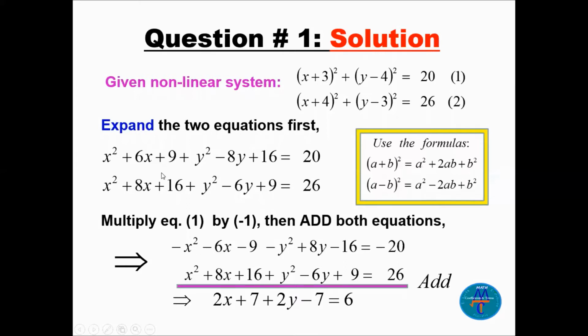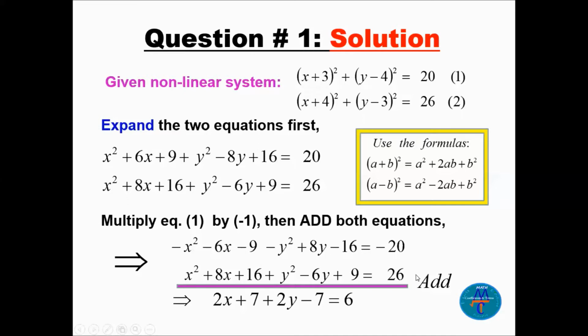So I take equation 1. See, from equation 1, I go directly to the expansion form. x^2 + 6x + 9 + y^2 - 8y + 16 = 20. Same thing for equation number 2. Then what can I do? I can multiply equation 1 by minus 1. Directly, I will multiply equation 1 by minus 1 and leave equation 2.